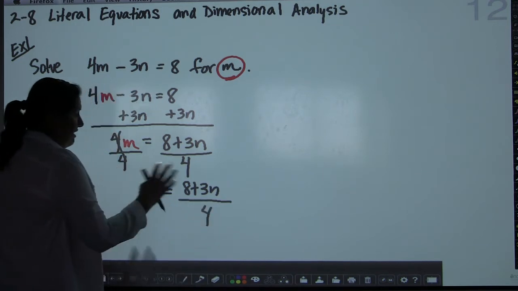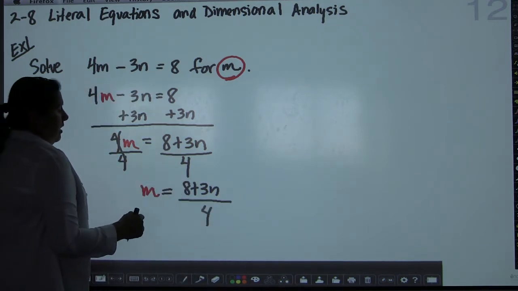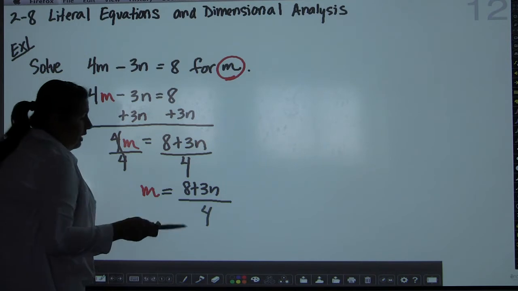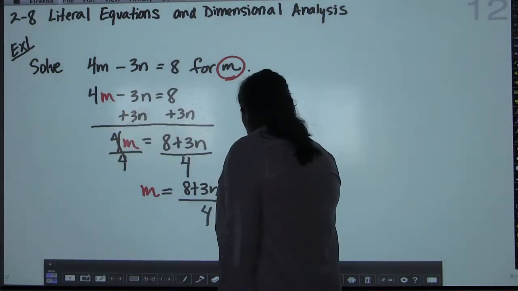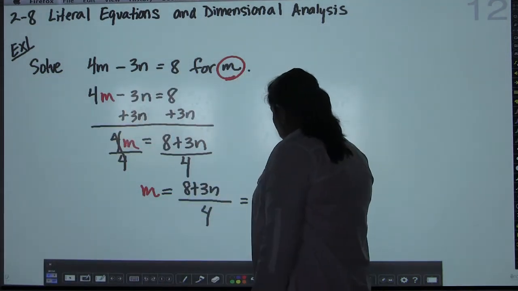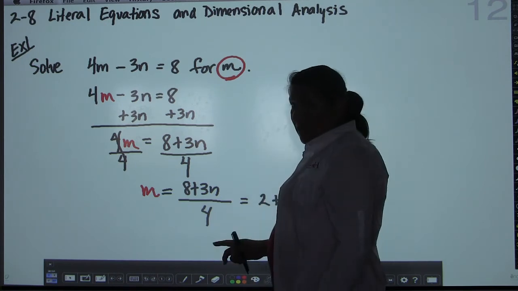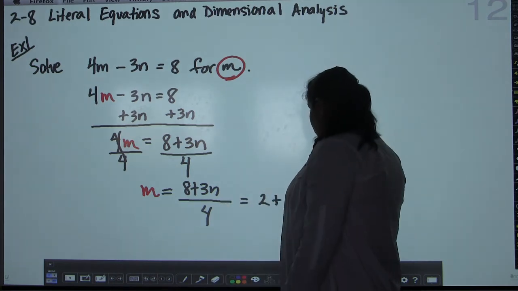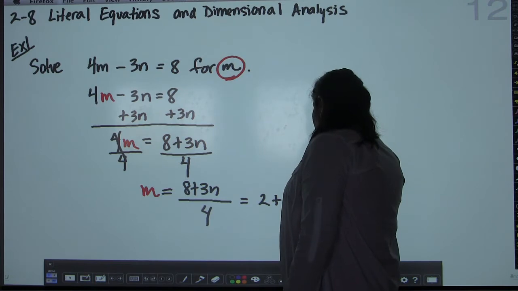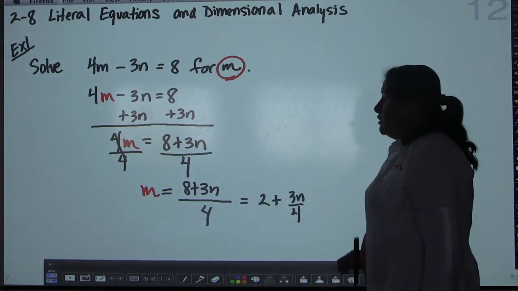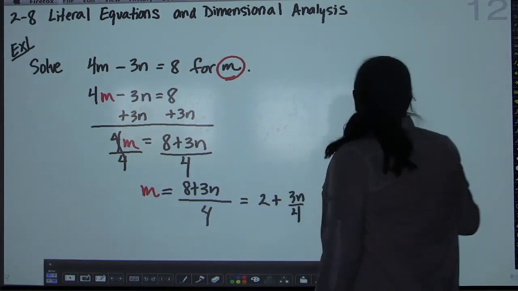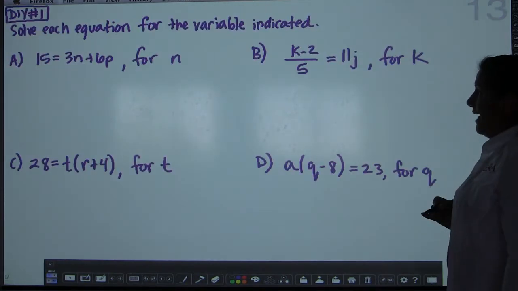It's important that you divide everything by 4, not just the 8, but also the 3n. Okay, so another option for your answer could be, we know that 8 divided by 4 is 2, but then you also have to divide the 3n by 4, so then you get 2 plus 3n over 4. That's another option for your answer. So that is how you do this. So we are going to let you have a shot at it.